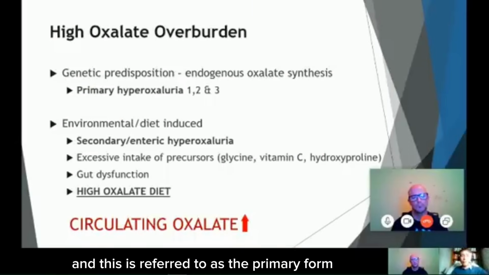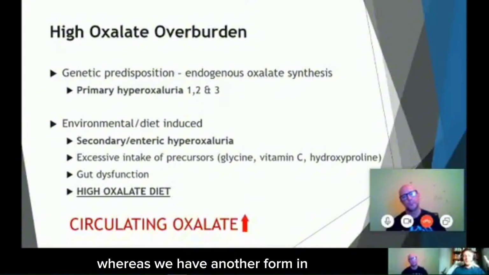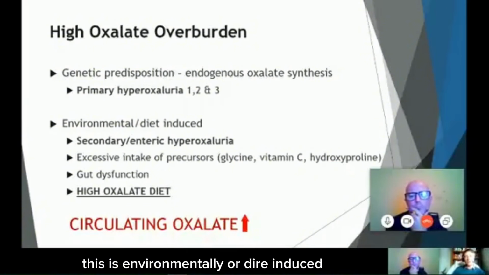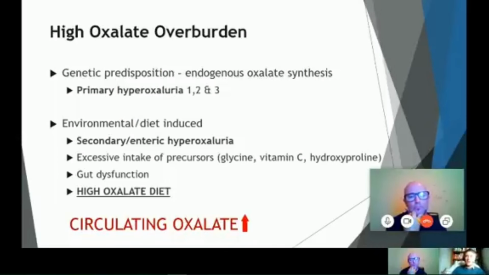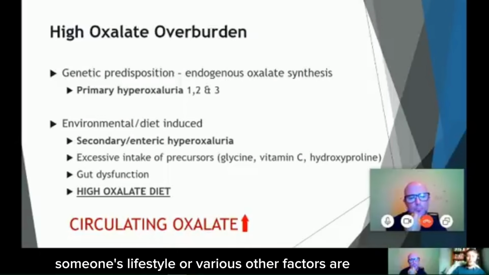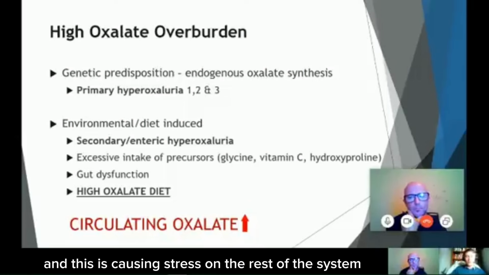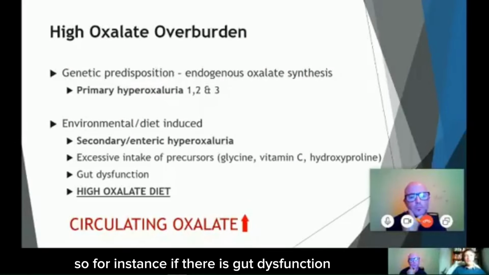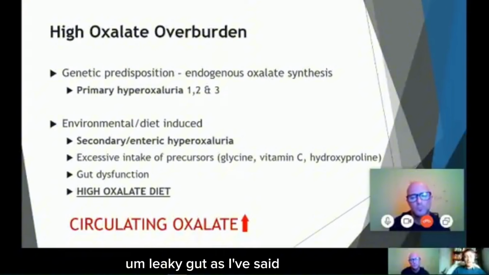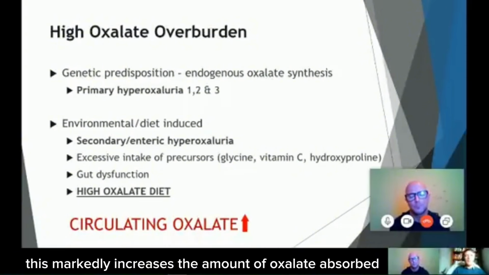This is referred to as the primary form, whereas we have another form that is environmentally or diet induced. This is secondary hyperoxaluria, or enteric hyperoxaluria. What this basically means is that someone's diet, lifestyle, or various other factors are causing them to absorb way too much oxalate in the gut, and this is causing stress on the rest of the system. For instance, if there is gut dysfunction, if you have someone with celiac disease or leaky gut, as I've said, this markedly increases the amount of oxalate absorbed.